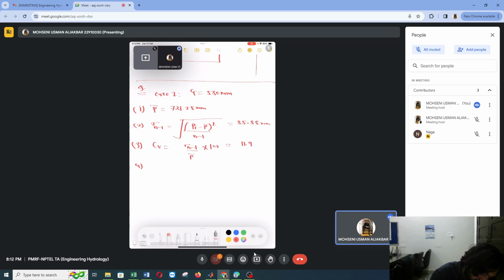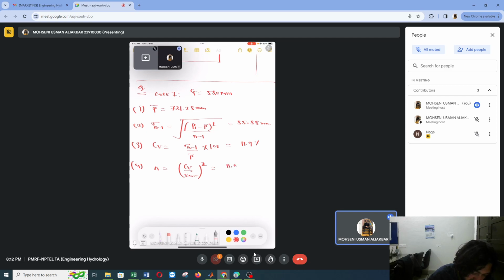And now the next step is to calculate the number of rain gauges, n. And how can we do that? We can calculate it by using N equals CV by error, the whole square. So what is this error? This error is nothing but the desired CV that they have given, which is 5%. And the CV here is 11.9.